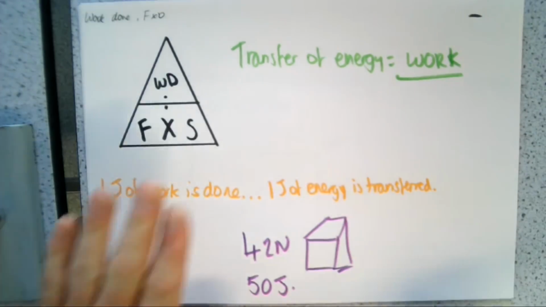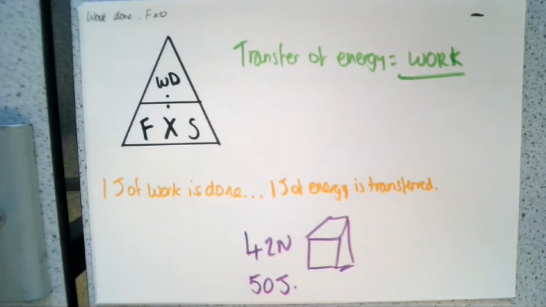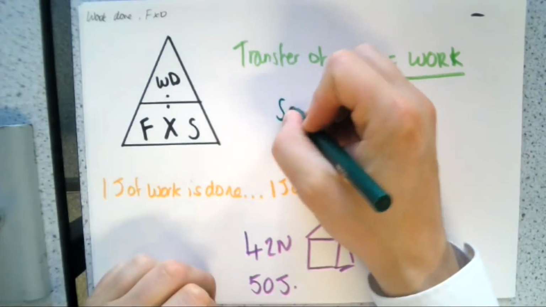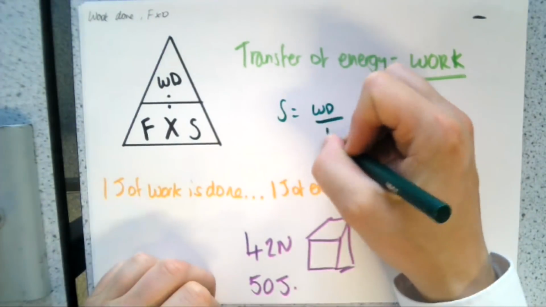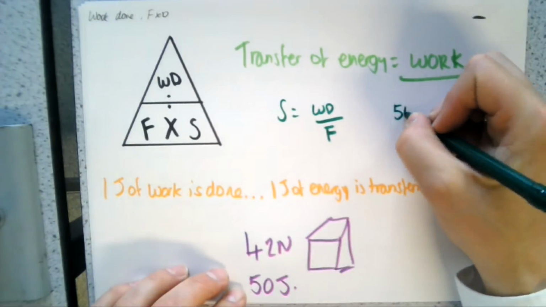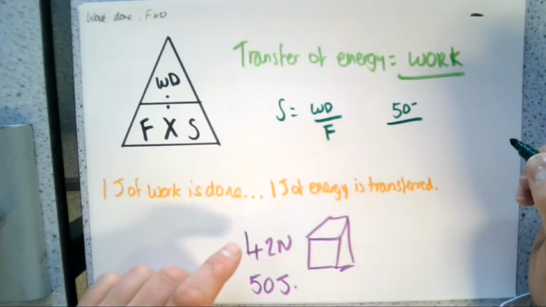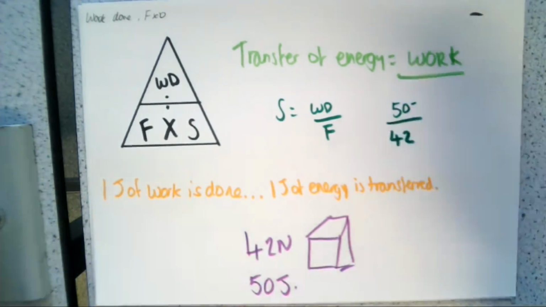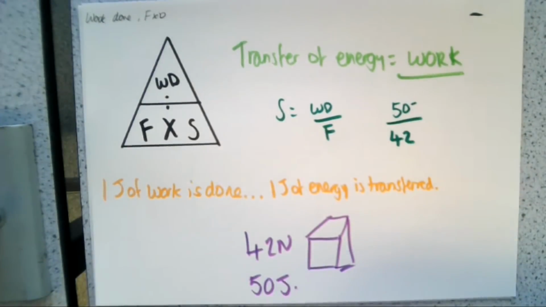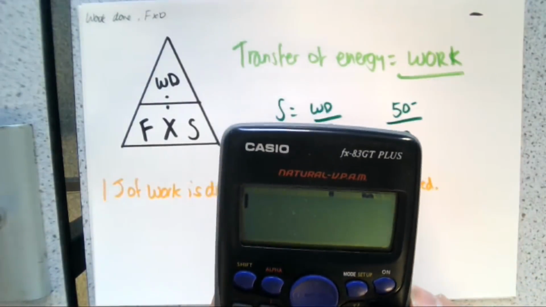We go back to the triangle. Okay. Distance is equal to work done divided by force. My work done is 50 joules. I nearly got the units on then. And then the force is 42. So I will knock out my calculator at this point. Don't forget, you are given a calculator. It's not a mental maths test. Use it.